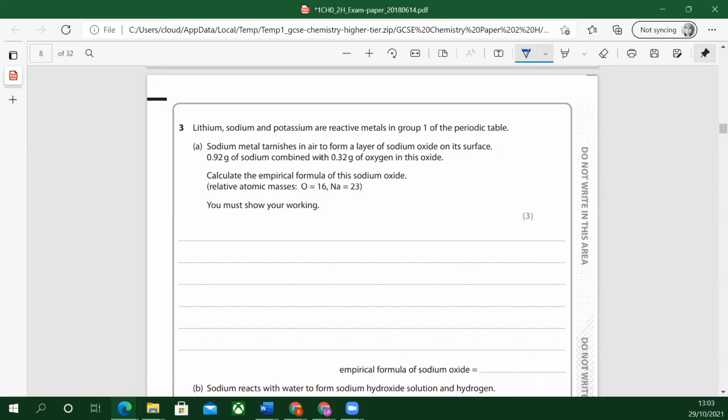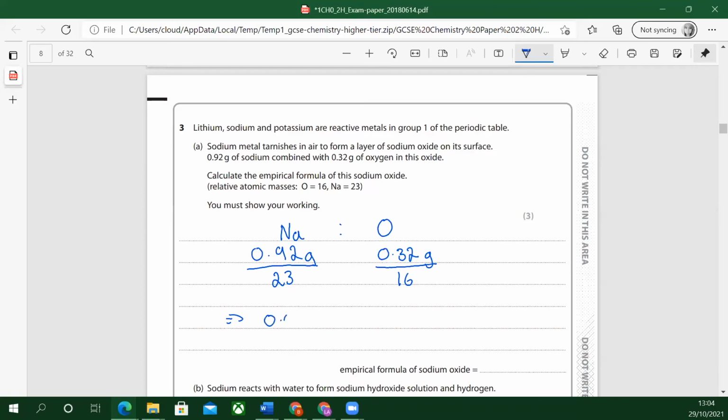So empirical means based on the experiment. It's like a ratio. We want the formula for sodium oxide, so Na and O. We have 0.92 grams of sodium, and we're told we don't have to work that out. We're told 0.32 grams of oxygen, let's write that to make sure we know it's a mass. We'll divide that by the formula mass, atomic mass, the same thing in this context, 16. That gives us 0.02. You can do it on a calculator.